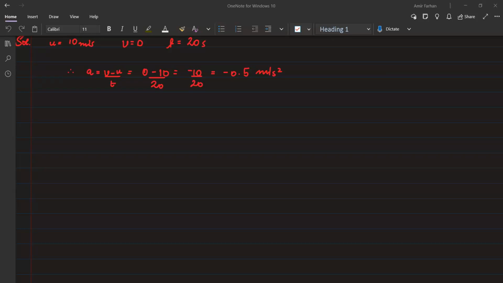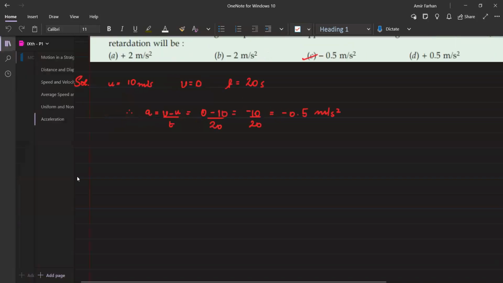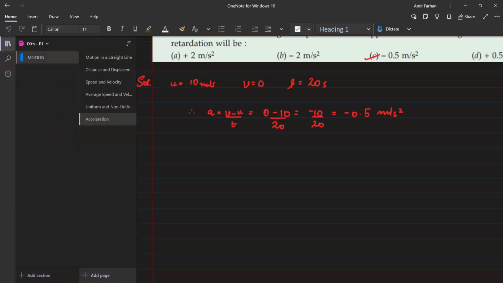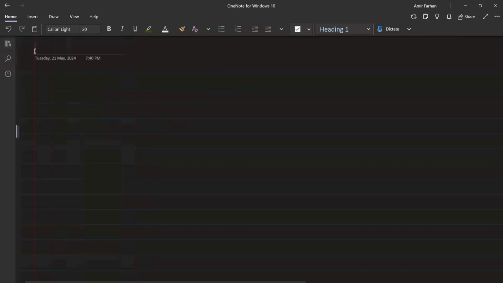So I don't think that more questions are there on the single topic of acceleration. Okay. So we will do the mixed numericals. So let's start the new topic because I don't see any specific question based on acceleration. Okay, so now it's time to understand the equations of motion.